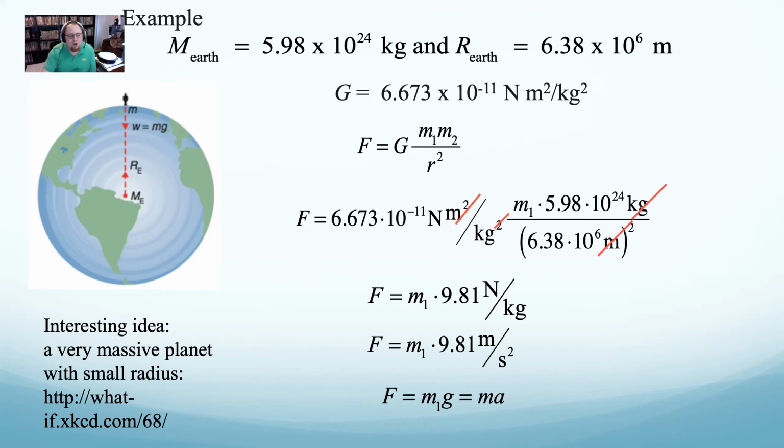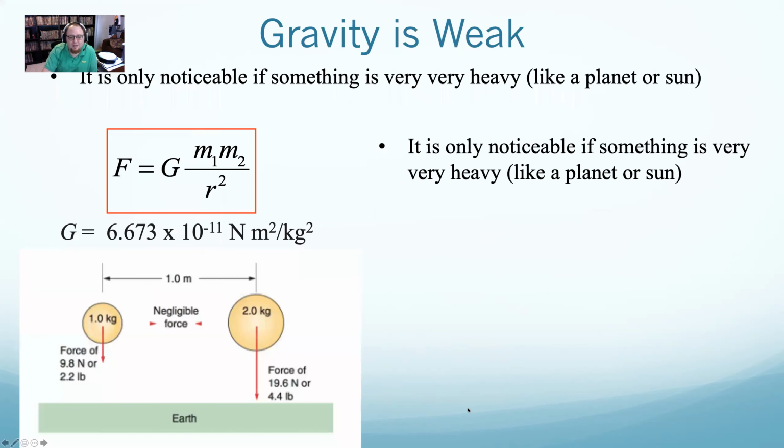Gravity is sometimes called the weak force because gravity is very, very small in nature. It is only noticeable if one of the two things is super heavy, mostly because G is such a tiny number. Once again, capital G is 6.67 times 10 to the negative 11. It's 0.00000000006. It's tiny.